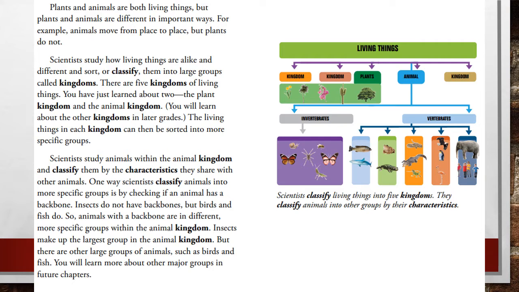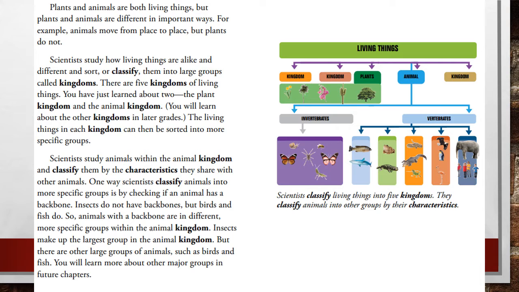One way scientists classify animals into more specific groups is by checking if an animal has a backbone. Insects do not have backbones, but birds and fish do. So, animals with a backbone are in different, more specific groups within the animal kingdom.